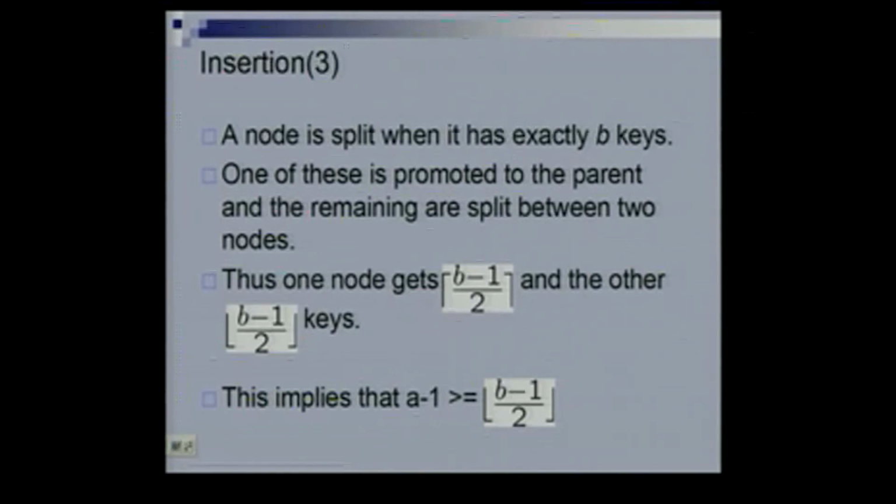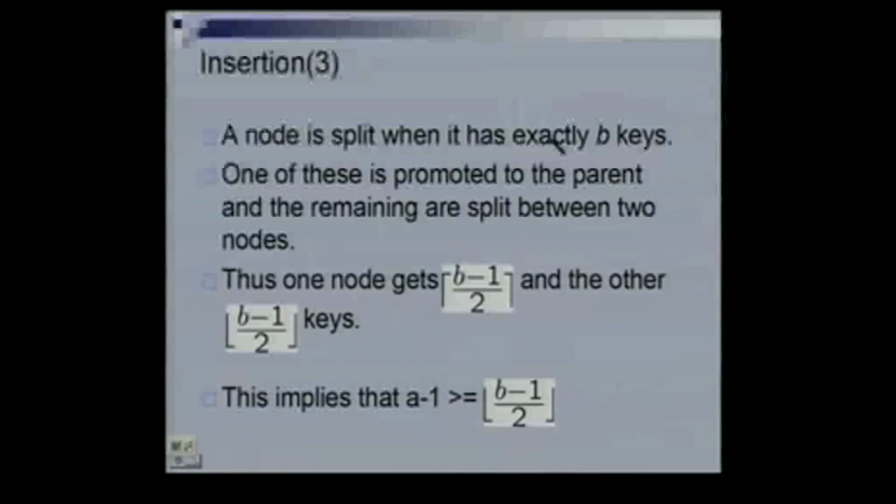If it does not have space, what does that mean? There were already B minus 1 keys there and I am trying to insert one more key, the Bth key. Then we will split it into 2. One of the keys will go up and the remaining B minus 1 keys will get split, half going on one side and half on the other side.